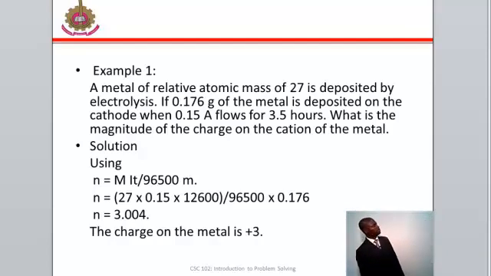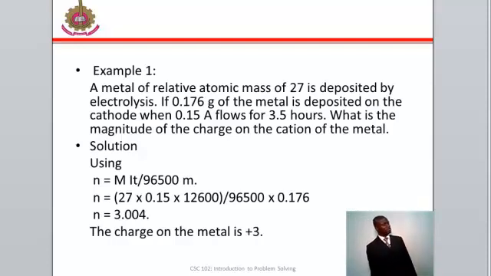The information is here to supply. The atomic mass has been given as 27. The current is 0.15 amperes. We multiply by that. And the time we are given is 3.5 hours. We convert the hours to seconds. That will be 3.5 times 60 times 60, and that gives us 12600, divided by 96500 multiplied by 0.176. A careful evaluation gives n equals 3.004.